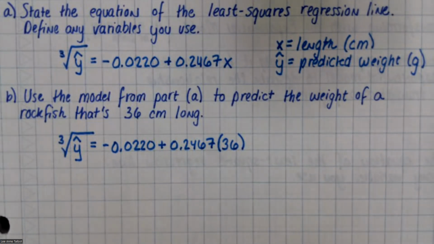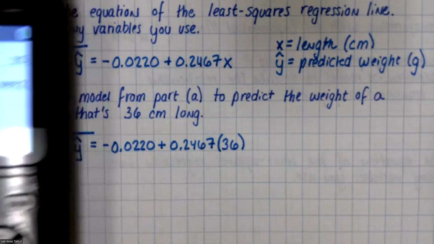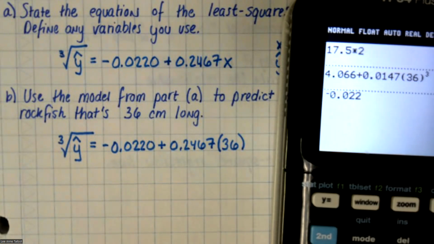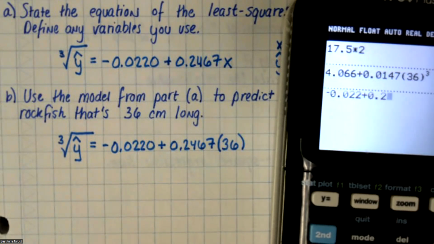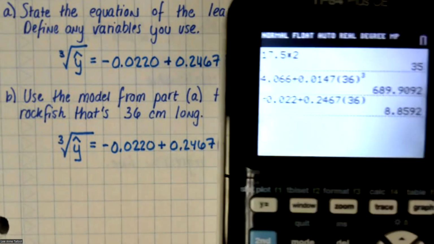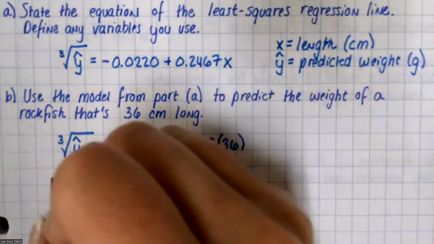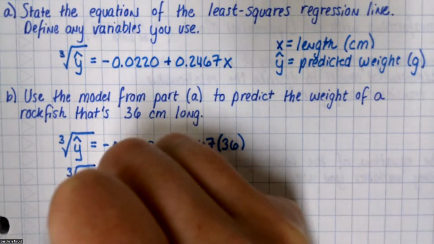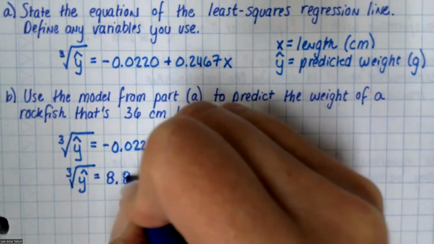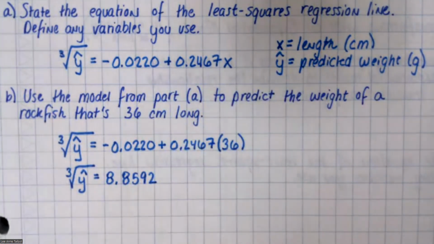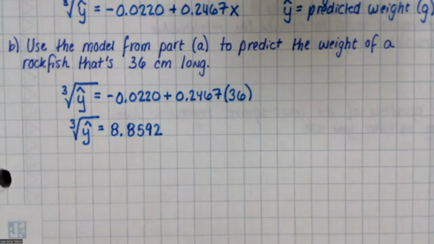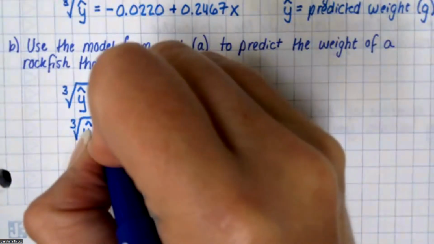Okay, so I've got it all written in. And then I'm going to do negative 0.022 plus 0.2467 times plain 36, which is 8.8592. You're welcome. Okay. Now, how do I undo a cube root? Cube both sides.